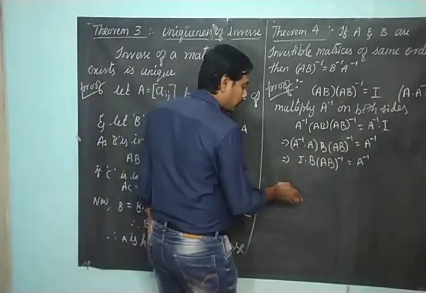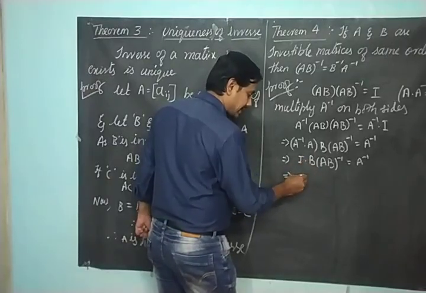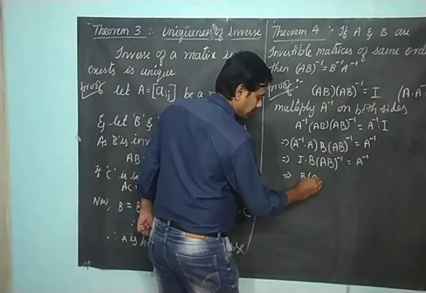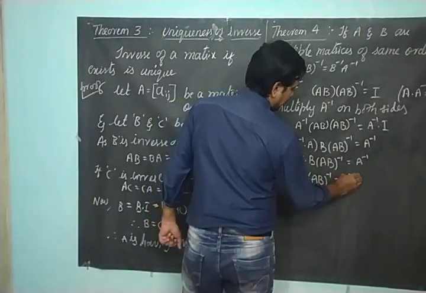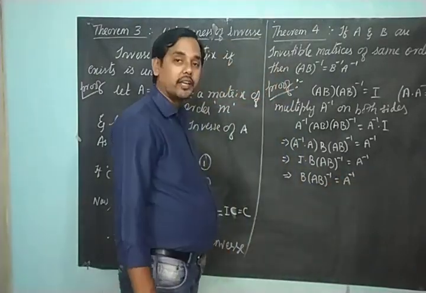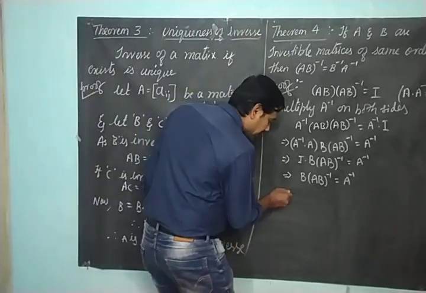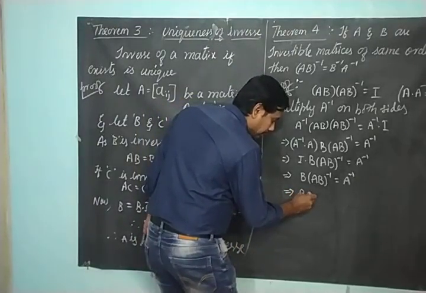What is I into B? Anything multiplied by I will remain as it is. I into B is B. So B into AB whole inverse is equal to A inverse. Now once again apply distributive law here. Shift the bracket.